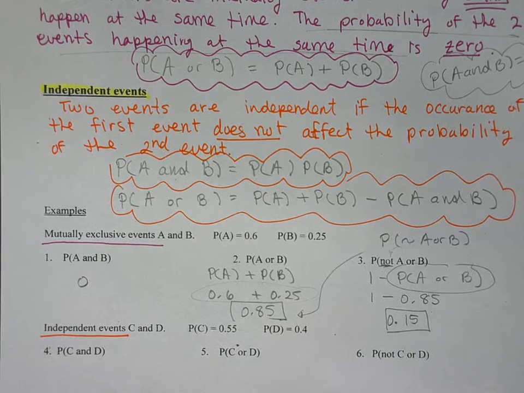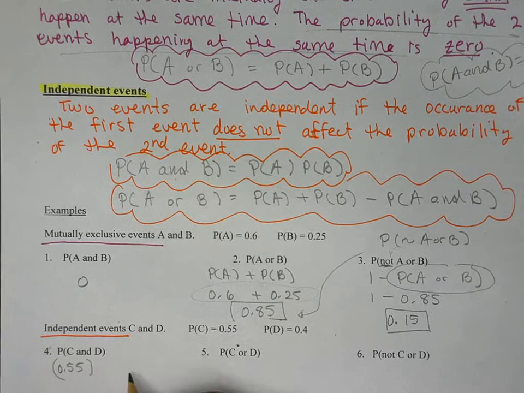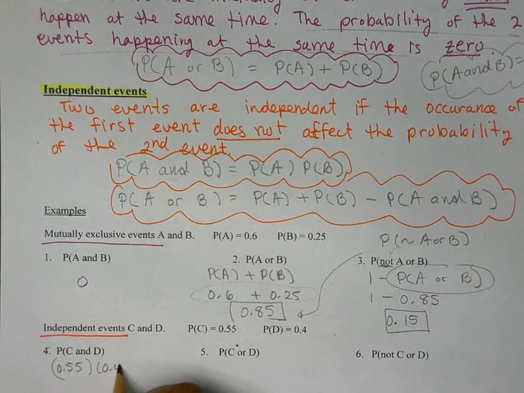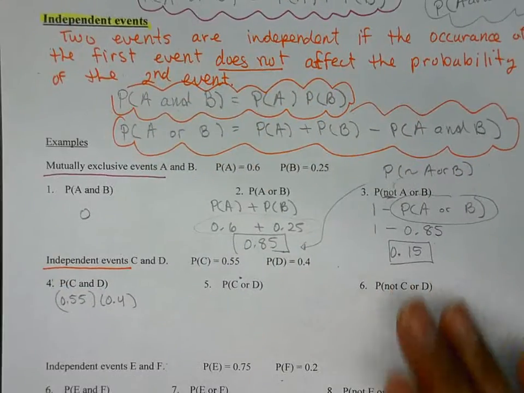We do 0.55 times 0.4. And that's the work you would show me and then plug it in your calculator. That's what you would write down on your homework. And then plug it in your calculator one more time.